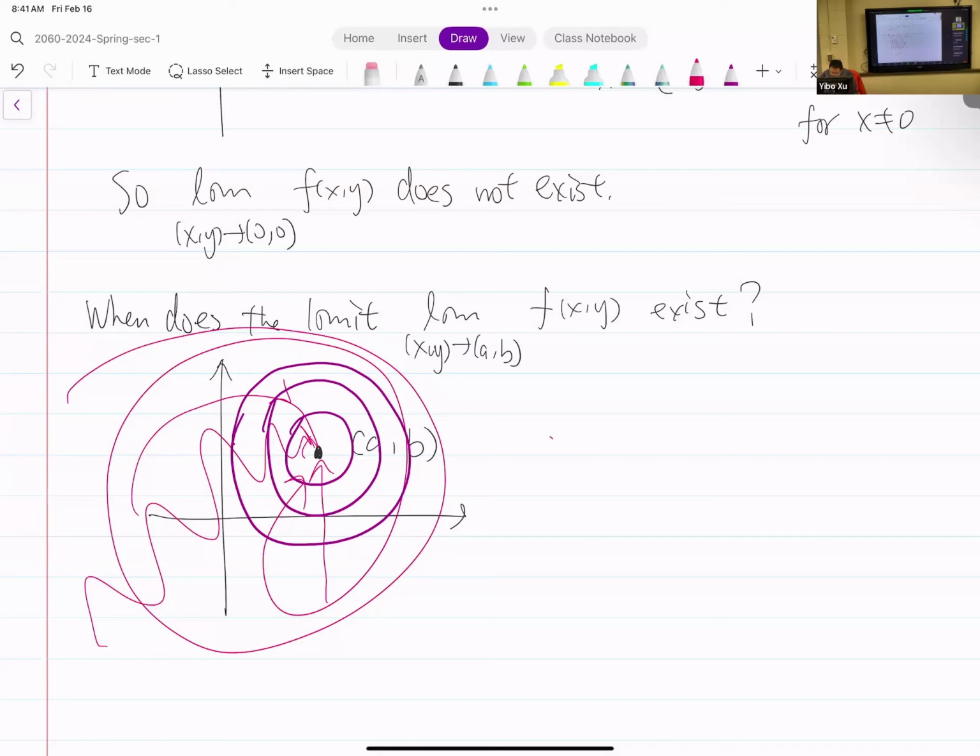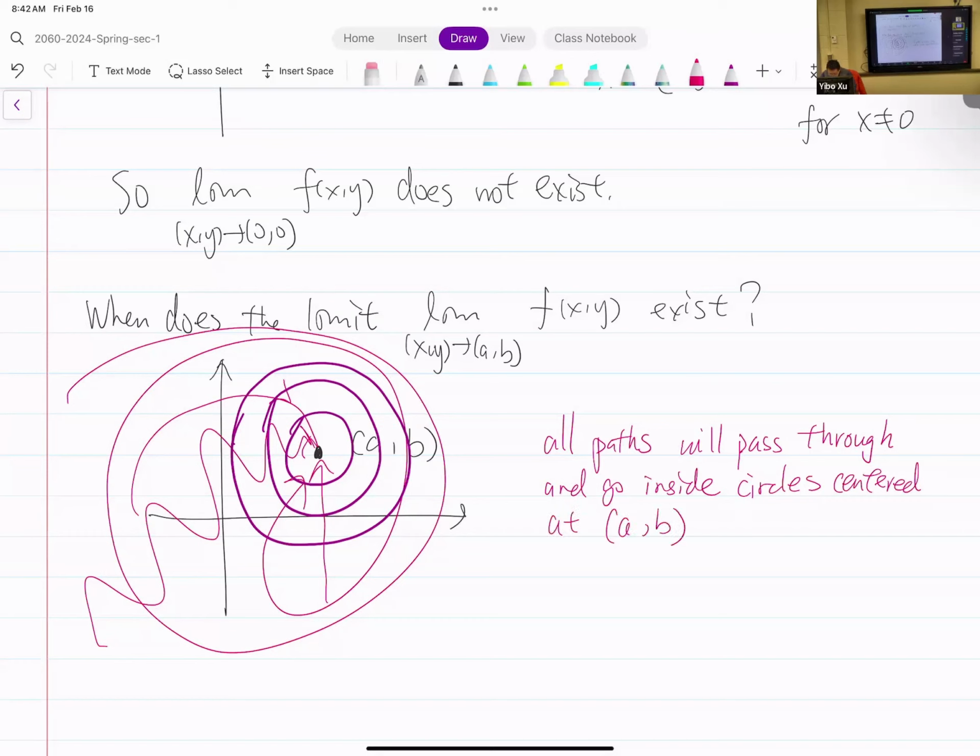So let me write that down. All paths will pass through and go inside the circles centered at the point AB, ultimately, no matter how small that circle is. No matter how small the radius is.